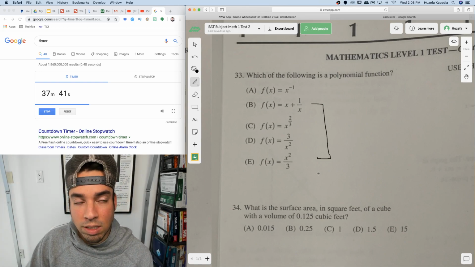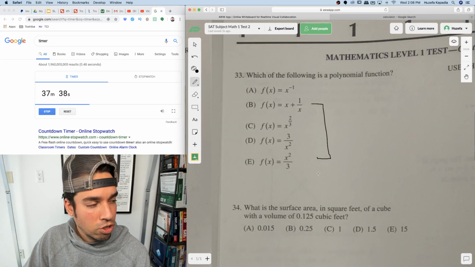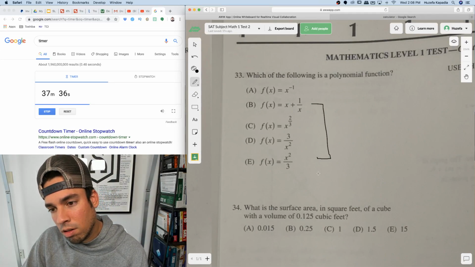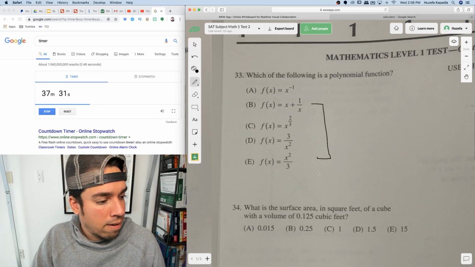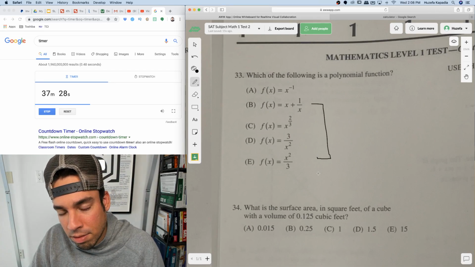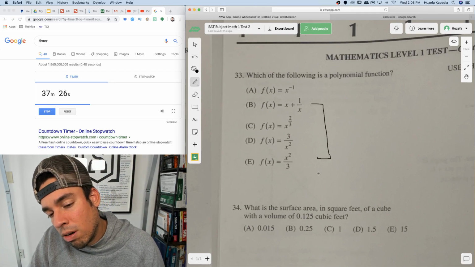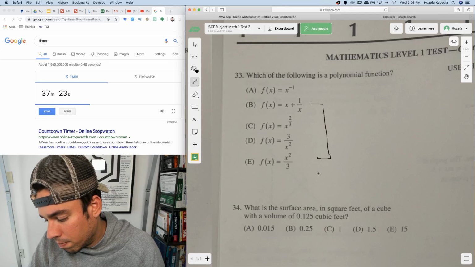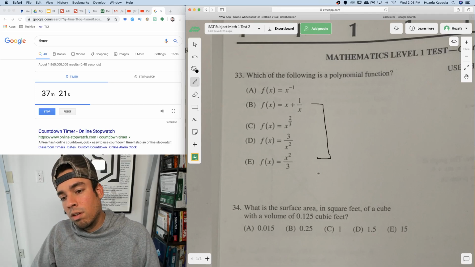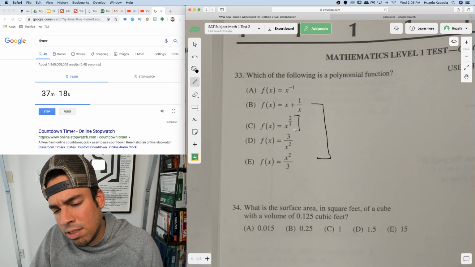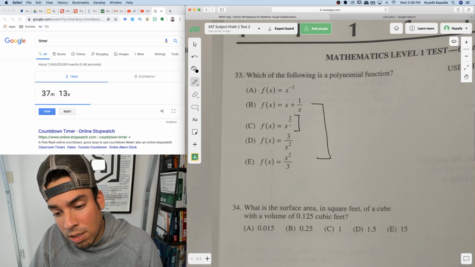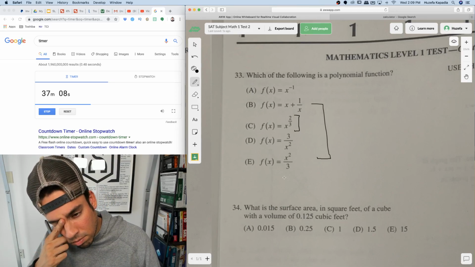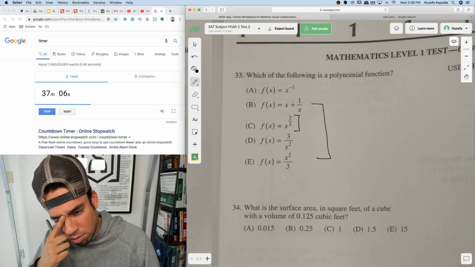Polynomial means multiple terms. Technically a monomial should be a polynomial. But there's other rules. I can't remember if you're not allowed to have a negative exponent. The problem is, this doesn't have a negative. These all have negative exponents, this and this and this, but this one doesn't. So if this one is right, can you not have roots?